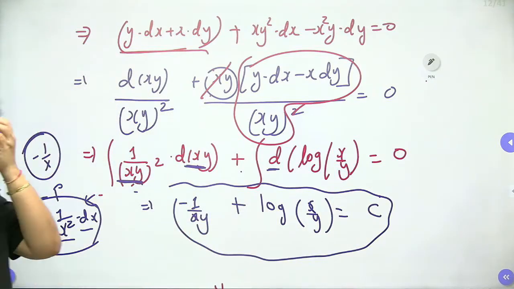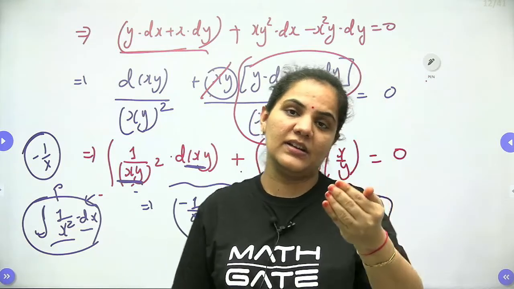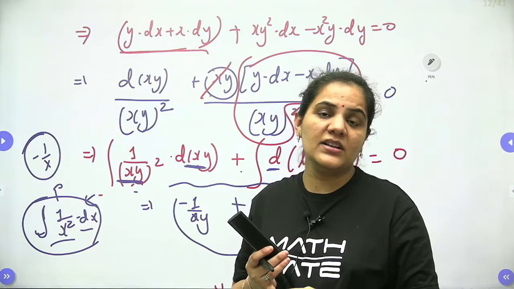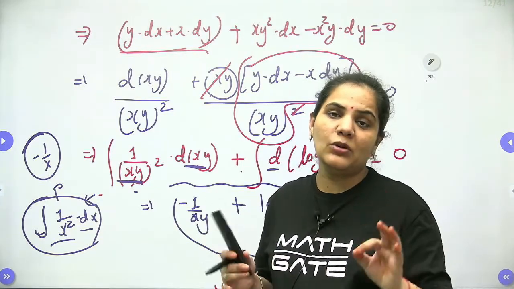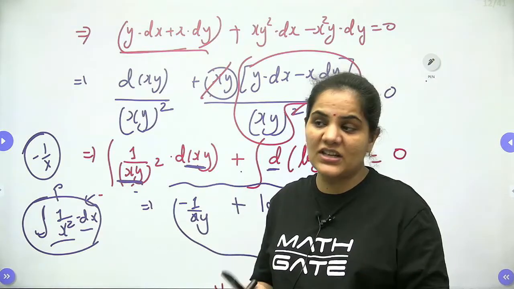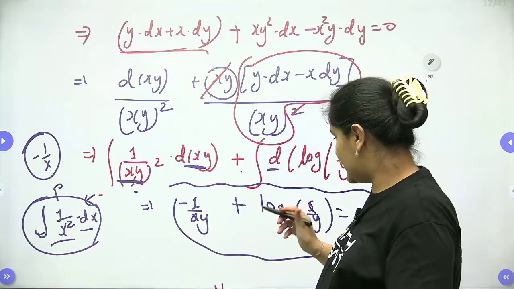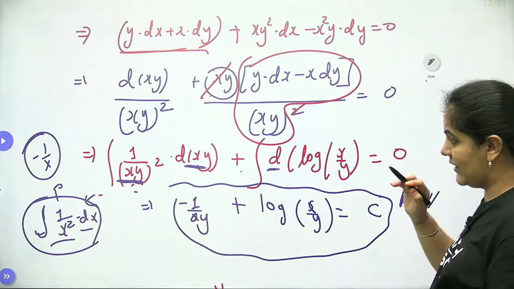So exactly, we got the final answer without converting non-exact into exact. With the help of the inspection method, we get the final answer, dear students. We will get the direct solution always, without changing non-exact into exact. Okay, guys, so it's a direct approach. That's why it is called the inspection method. So this will be my final answer.